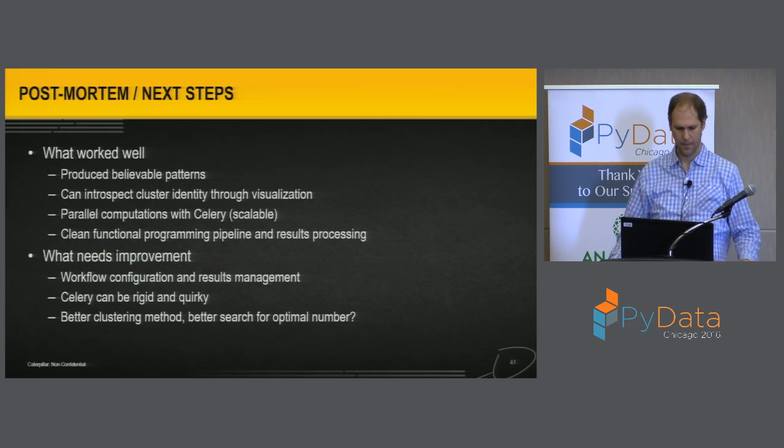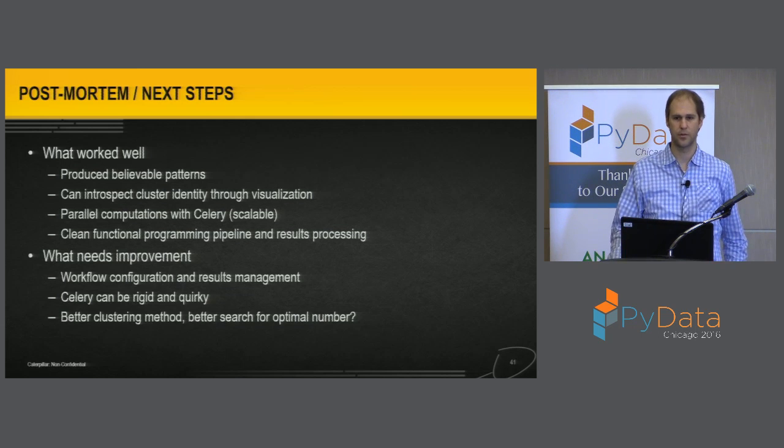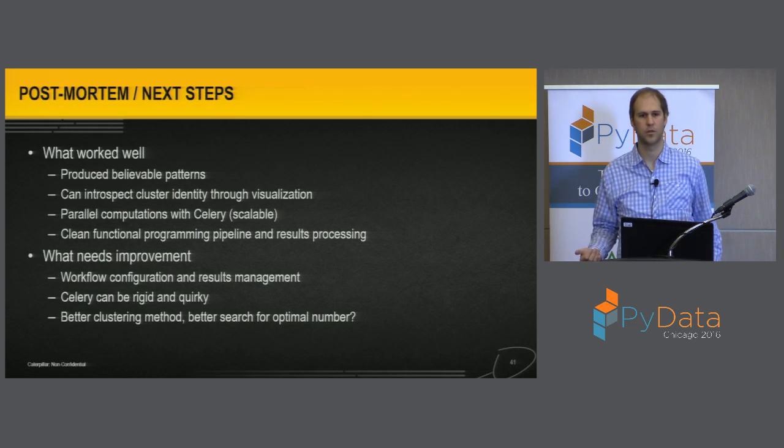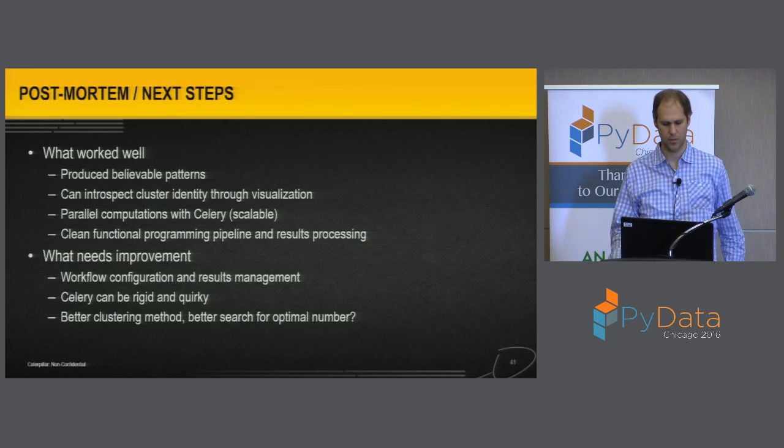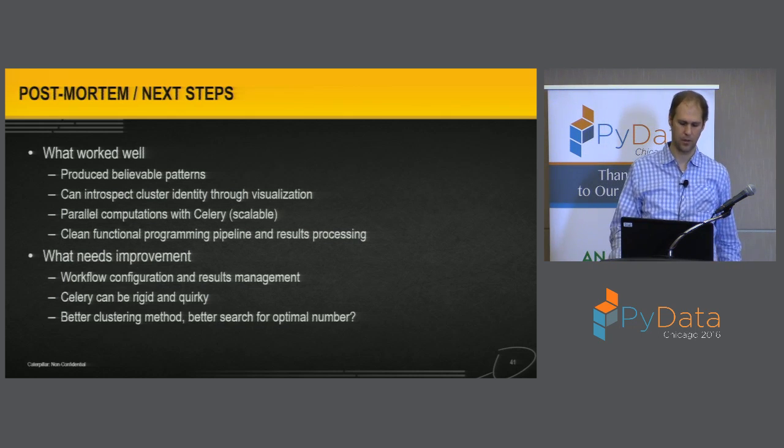So in conclusion, what worked well and what needs improvement? I'll say that the team has been very impressed. They say we are producing believable patterns, useful patterns, and they can introspect what those cluster identities are using visualization. We found a way to scale the problem up doing parallel computation on Celery, and a clean functional programming pipeline that makes rationalizing about the code very easy.